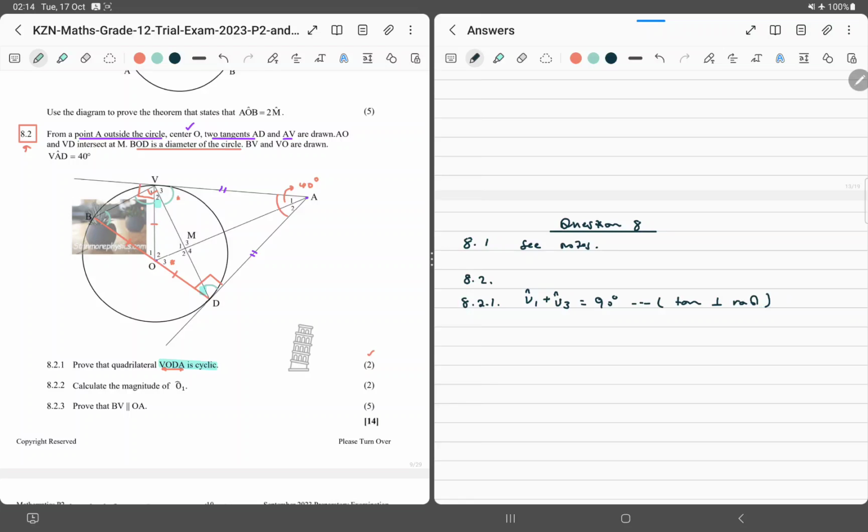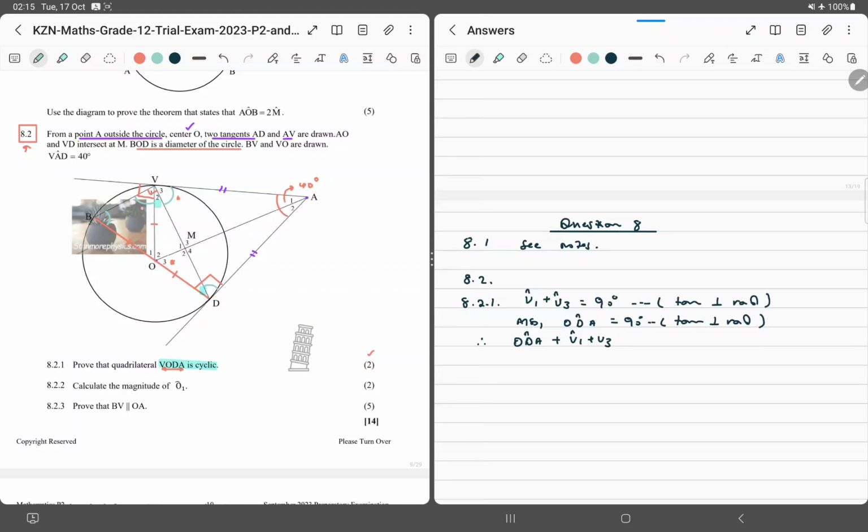Tangent is always perpendicular to radius. Also, we also know that angle ODA is also 90 degrees. Why? Same story, tangent perpendicular to radius. So we can say, therefore, we know that angle ODA, is it ODA? Something like that, plus V1.